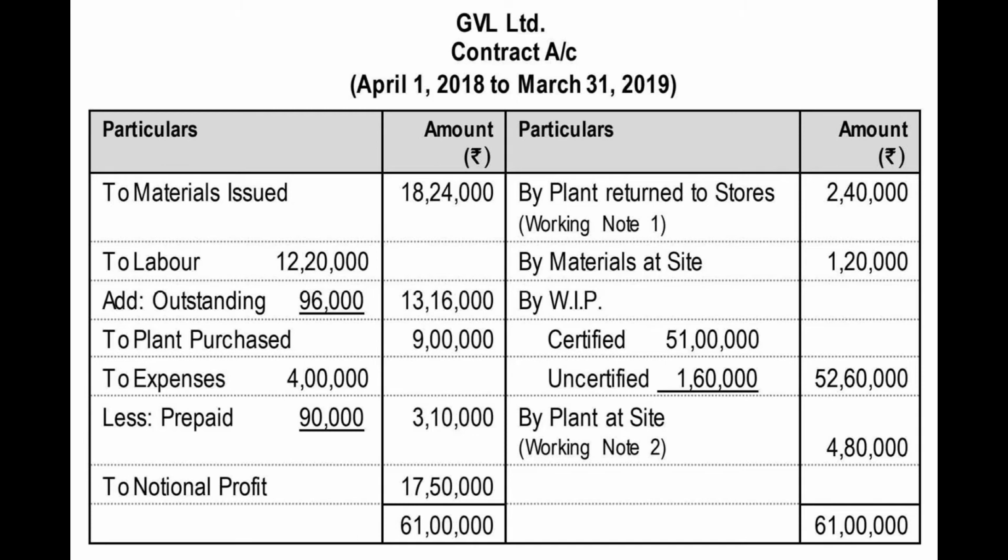So all the information given in the problem with respect to actuals is considered. Now we have to add all the debit side. In the debit side 18,24,000, 13,16,000, 9 lakh and 3,10,000. The total expenditure on the debit side is rupees 43,50,000. Go to credit side, add all the amounts: 2,40,000 plus 1,20,000 plus 52,60,000 plus 4,80,000. The total figure is rupees 61 lakh.